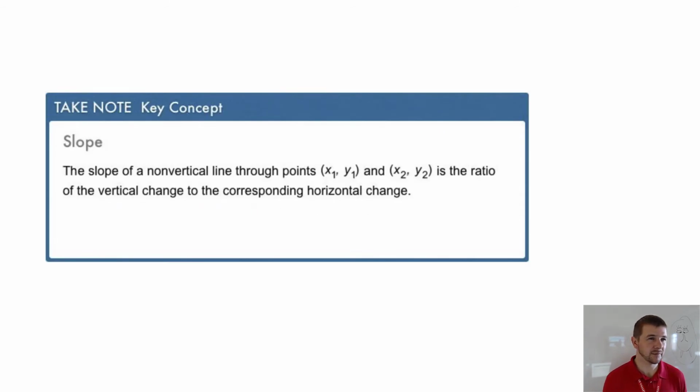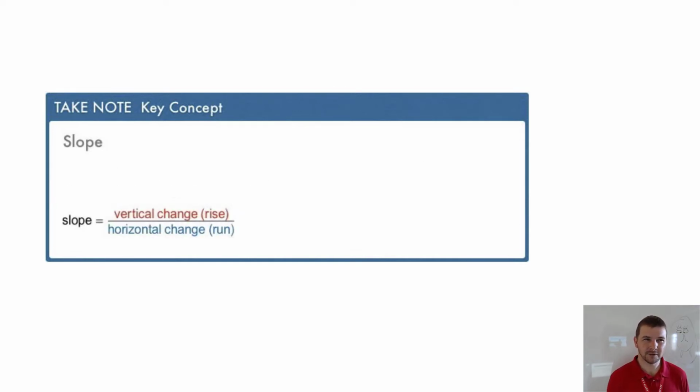Take note, key concept, slope. The slope of a non-vertical line through the points x1, y1 and x2, y2 is the ratio of the vertical change to the corresponding horizontal change. Slope equals vertical change, which we can nickname rise, divided by horizontal change, which we can nickname run, so rise over run. That's equivalent to y2 minus y1, the vertical change or change in y direction, over horizontal change x2 minus x1, change in the x direction. That's where x2 minus x1 cannot equal 0.